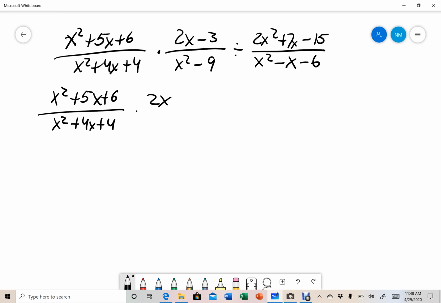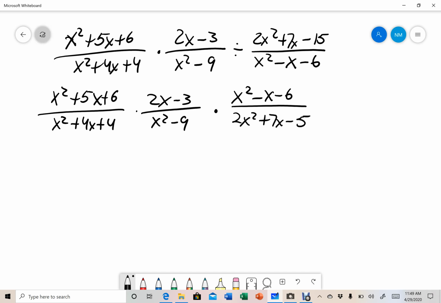This stays the same, 2x minus 3 over x squared minus 9. This inverts: x squared minus x minus 6 over 2x squared plus 7x minus 5, okay? So we invert our second factor, our second fraction, excuse me, in the problem. Okay, so now everything's in multiplication. Now I can factor everything out.